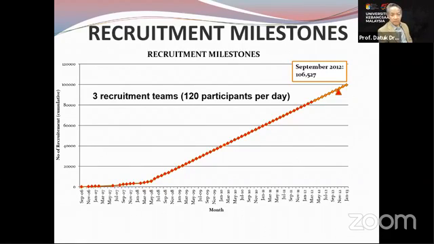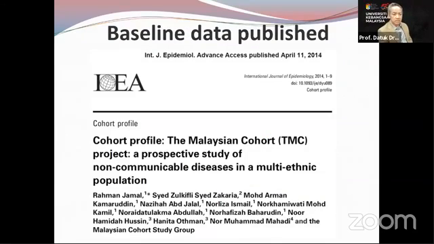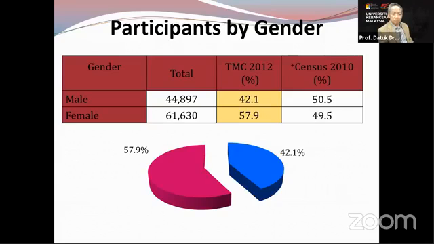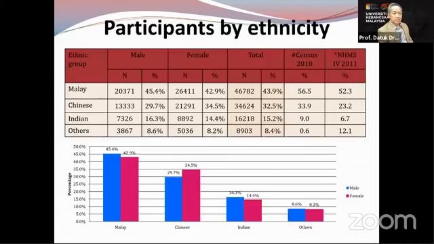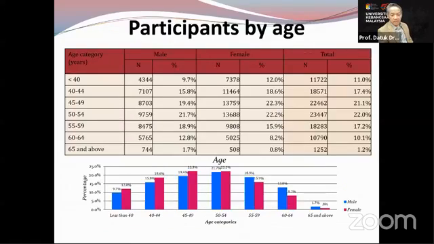And we actually achieved 106,527 participants. We published this, our baseline data, in the reputable journal, International Journal of Epidemiology. And this is the distribution of gender in our cohort. Jennifer has shown the ethnicity distribution. I will skip this. And this shows the age distribution. As you can see, most are in the 40s and 60s. We recruit those above 35, just like many other cohorts in the world.